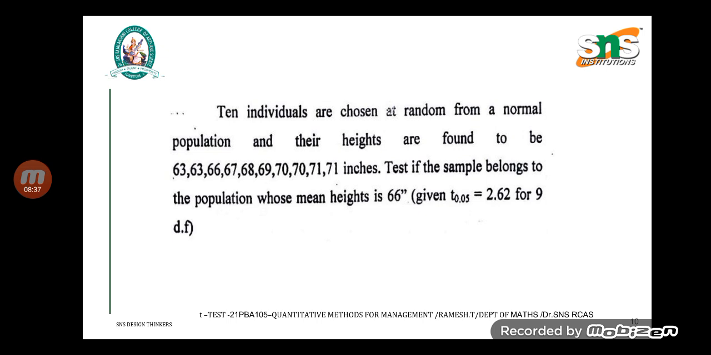And the third one: 10 individuals are chosen at random from a normal population, and their heights are found to be 63, 63, 66, 67, 68, and so on, in inches. Test if the sample belongs to the population whose mean height is 66. At the 5% level the value is 2.62 for 9 degrees of freedom, because there are 10 data, so 10 minus 1 is 9 degrees of freedom. Now we test whether the sample belongs to the population whose mean height is 66 inches.